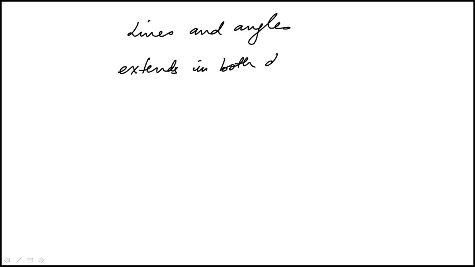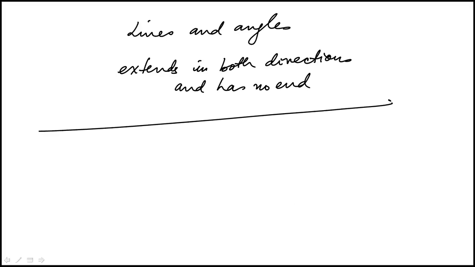So I'll start with first the definition of lines and angles. And a line is a straight line that extends in both directions and has no end. So you can think of it something like this, and the arrows represent that there is no end.